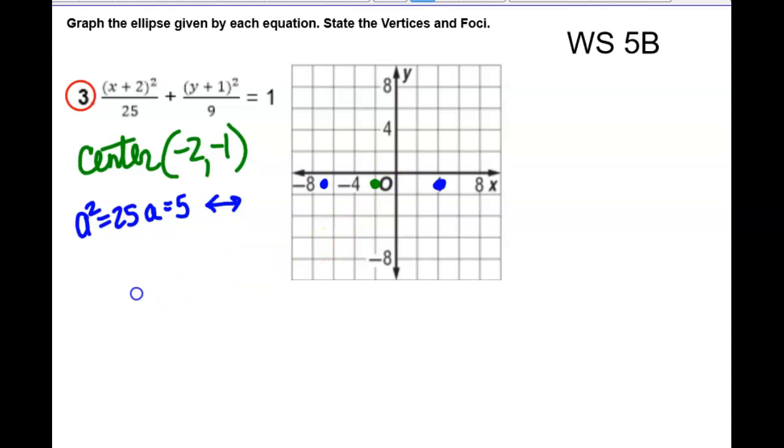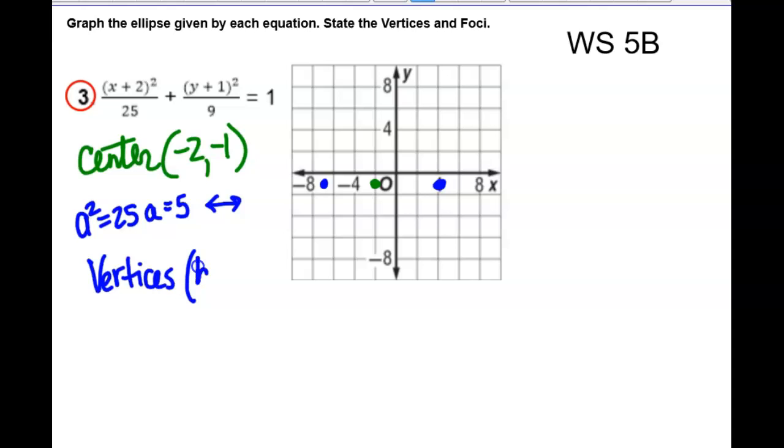Now the recipe for those vertices, those are the vertices, because it is opening sideways, what does the recipe say, guys? I want you to be looking for this. Vertices on an ellipse that's going to be longer sideways, where A is under X.